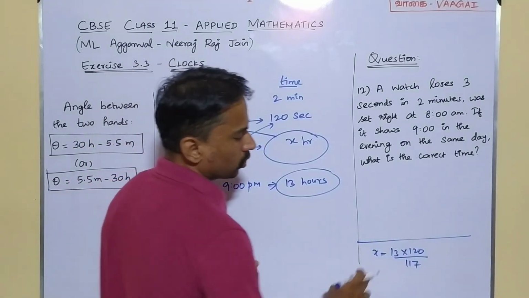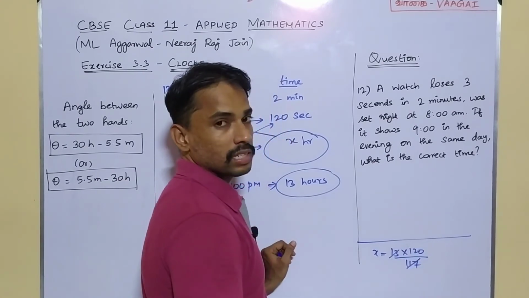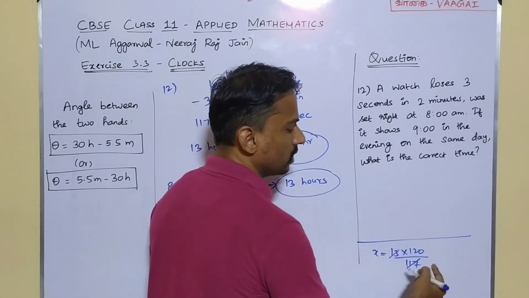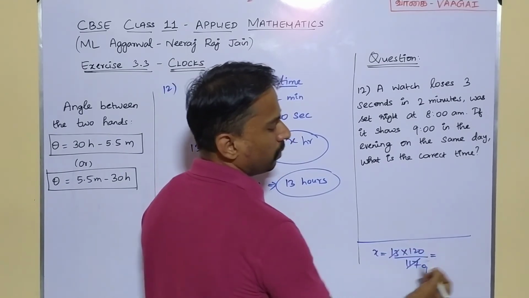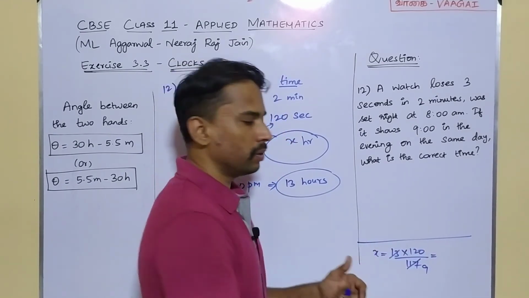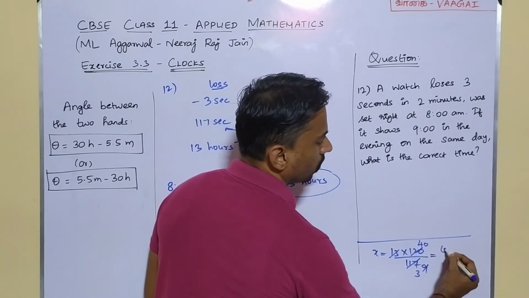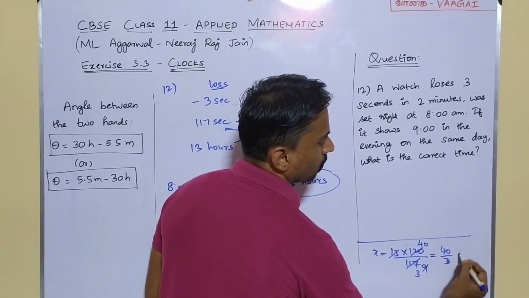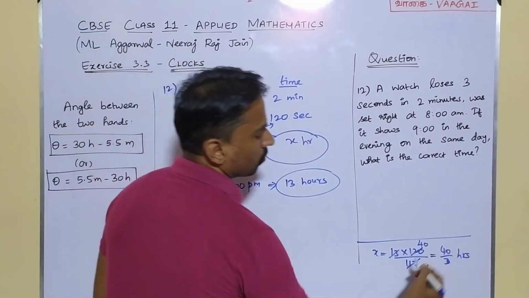Proceed. So 13 into 120 by 117. I can cancel 13 and 117. This is exactly 9 times, right? Because 13 nines are 117. So we are ending up with 120 by 9. Further I can simplify in 3 tables. So this is 3 tables 40 times, and this is 3 tables 3 times. So 40 by 3 hours is going to be the answer. So x is equal to 40 by 3 hours.